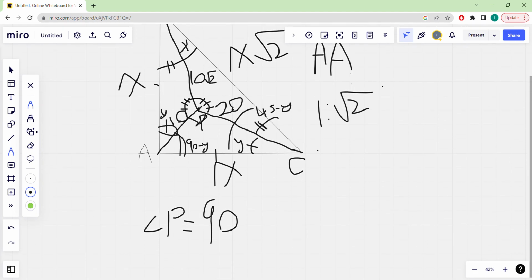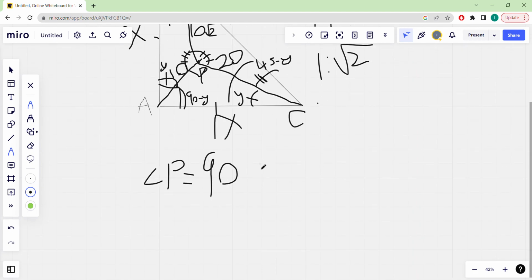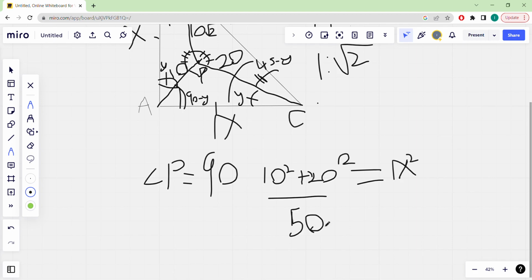And now, since angle APC, or angle P, is 90 degrees, we can use the Pythagorean theorem to find the side length of the triangle. So we get 10 squared plus 20 squared is equal to x squared. Evaluating the left-hand side, we got 500. Yeah, 500 is equal to x squared.